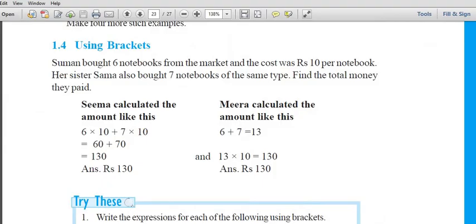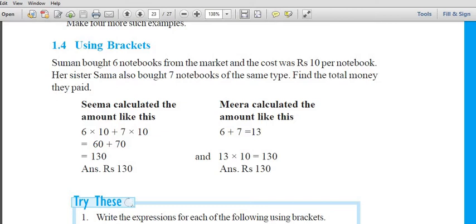See your textbook page number 23, using brackets. Suman bought 6 notebooks from the market and the cost was rupees 10 per notebook. Her sister Seema also bought 7 notebooks of the same type. Find the total money they paid. Here Seema calculated the amount like this. Suman bought 6 notebooks, one notebook is 10, so 6 notebooks is 60, and Seema bought 7 notebooks, 7 tens are 70, so total is 130.